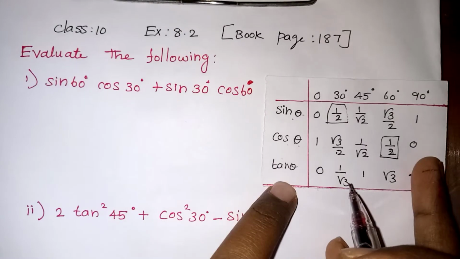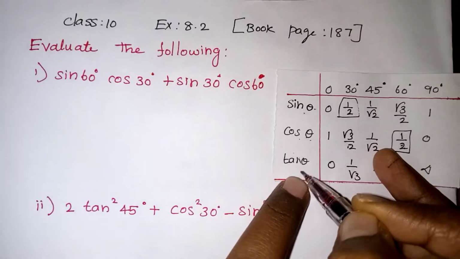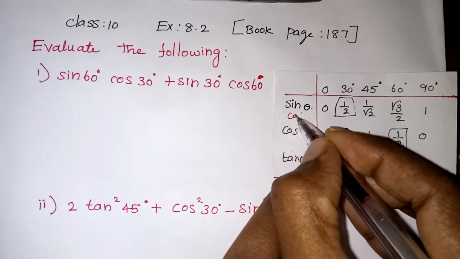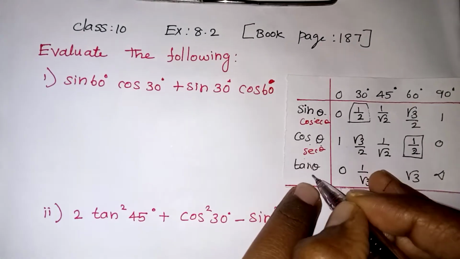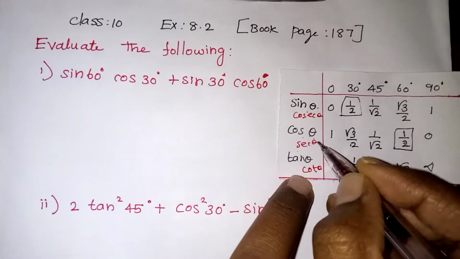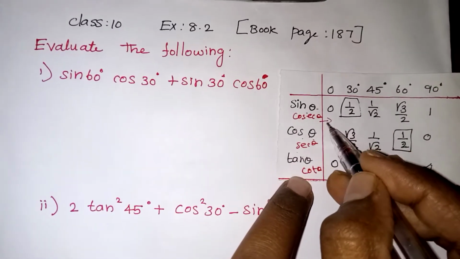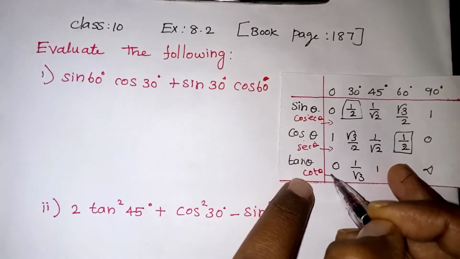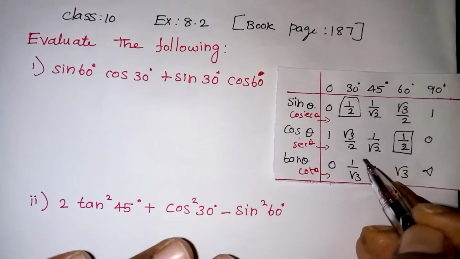So this is a table value for the special angles. Only 3 I have written. The remaining cosecant theta, secant theta and cot theta will be the reciprocals of sin, cos and tan. So the value will be the reciprocal to find your cosecant, secant and cot value. Just reciprocals. Now if you know the table, this exercise is nothing. We can write it very fast.